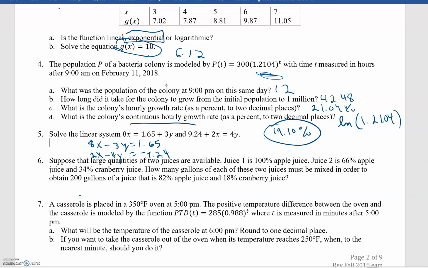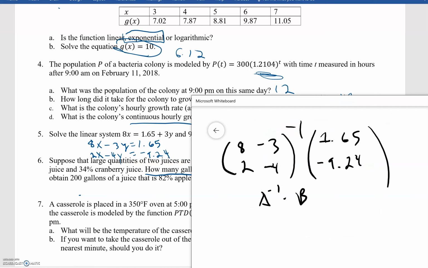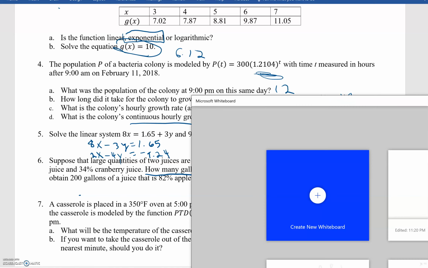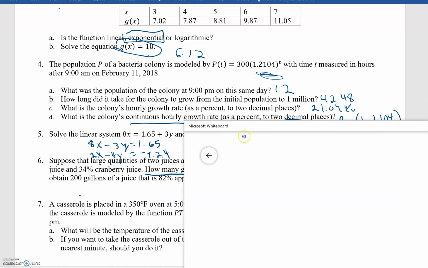So with any word problem, your first task is to identify the question and the variables. So how many gallons of each of these two juices? That's the question. And the two juices are this one and this one. So I'm going to go to the whiteboard and write down my variables.